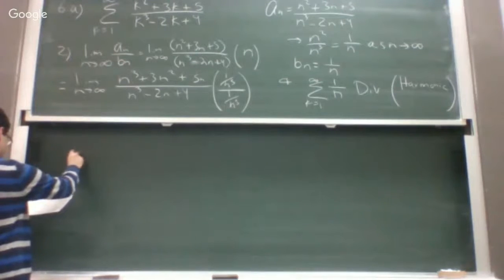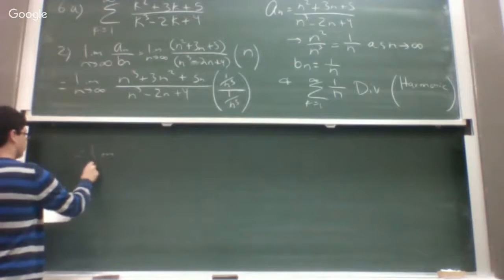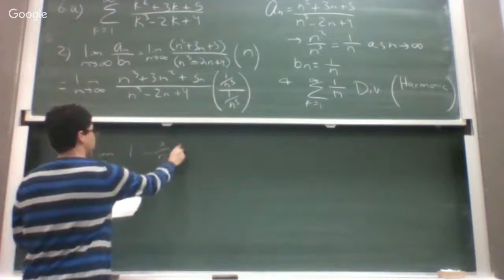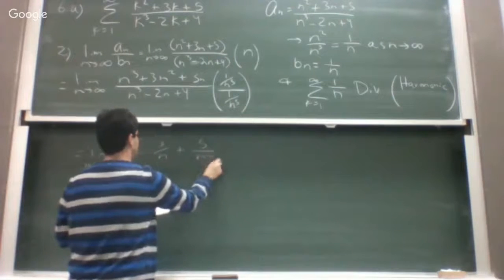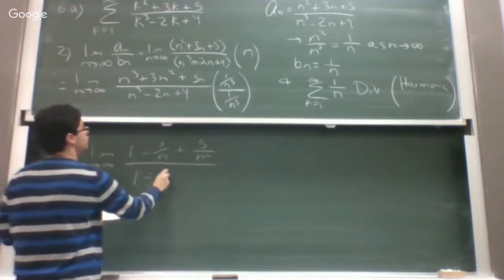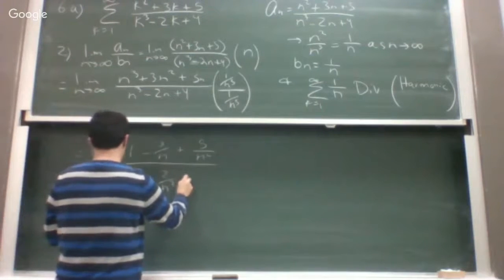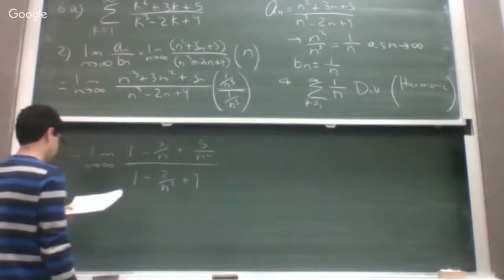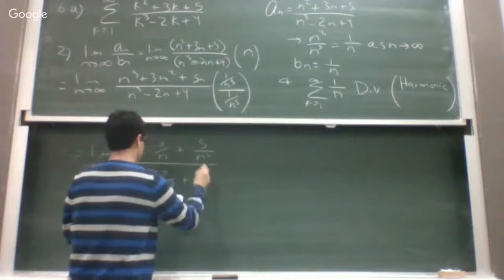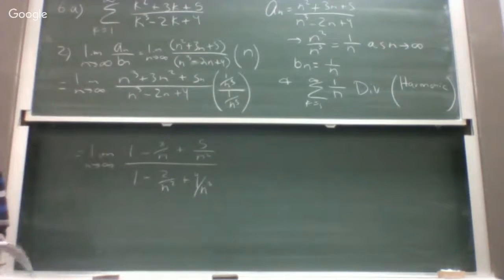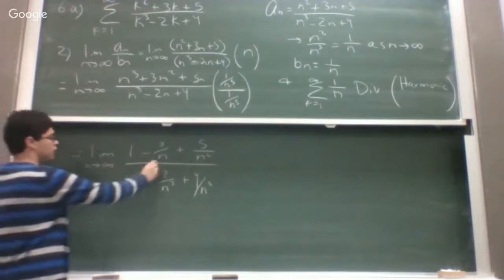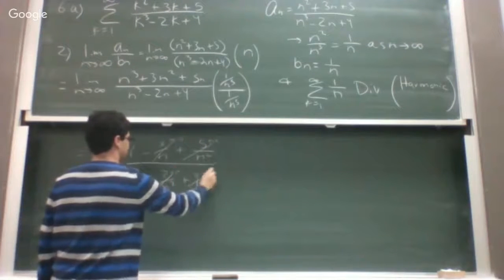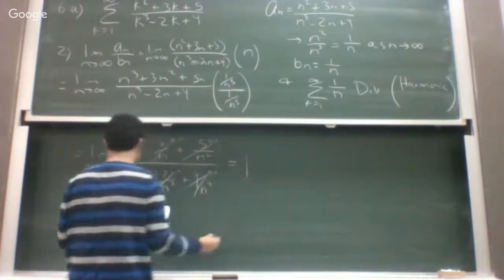So that's equal to the limit as n approaches infinity of 1 minus 3 over n plus 5 over n squared, divided by 1 minus 2 over n squared plus 4 over n cubed. Okay? As we approach infinity, every term that's divided by an n goes to 0. So this is equal to 1.